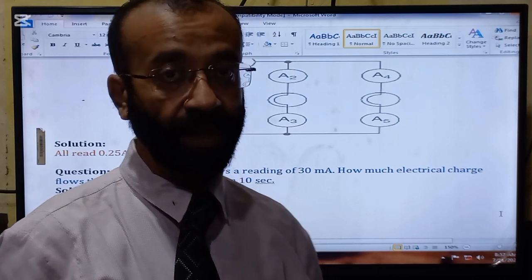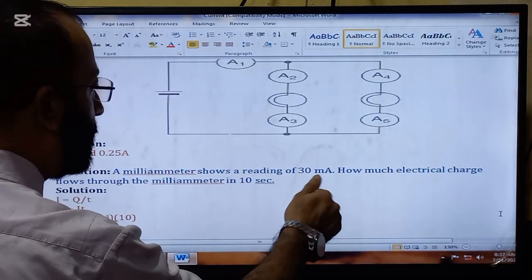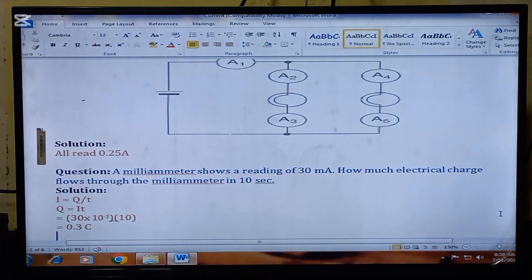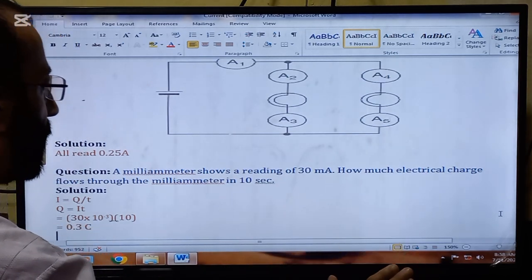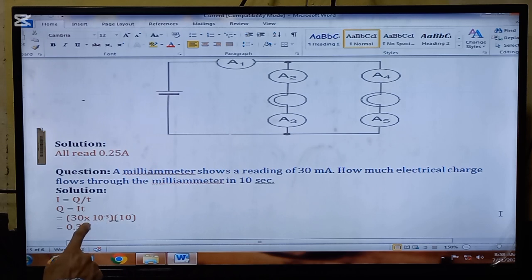These are the standard units. So we have to convert this milliampere into ampere. Time is already in seconds. Now look, 1 milliampere is equal to 10 raised to power minus 3 ampere. So 30 multiplied by 10 raised to power minus 3 will be equal to amperes now.